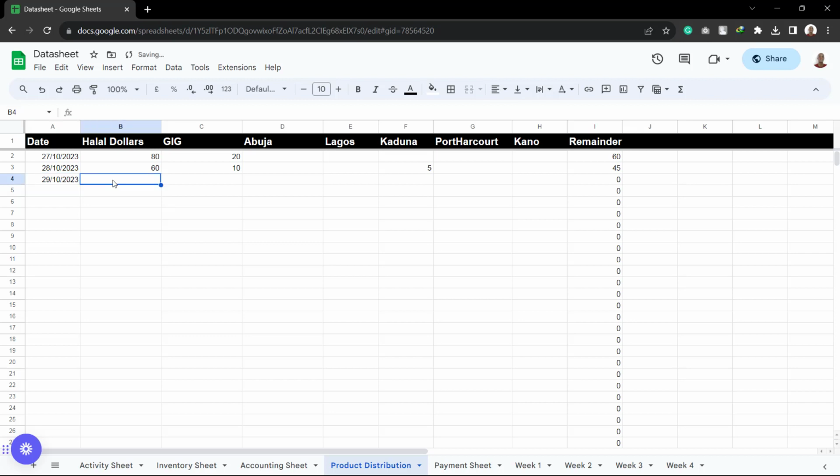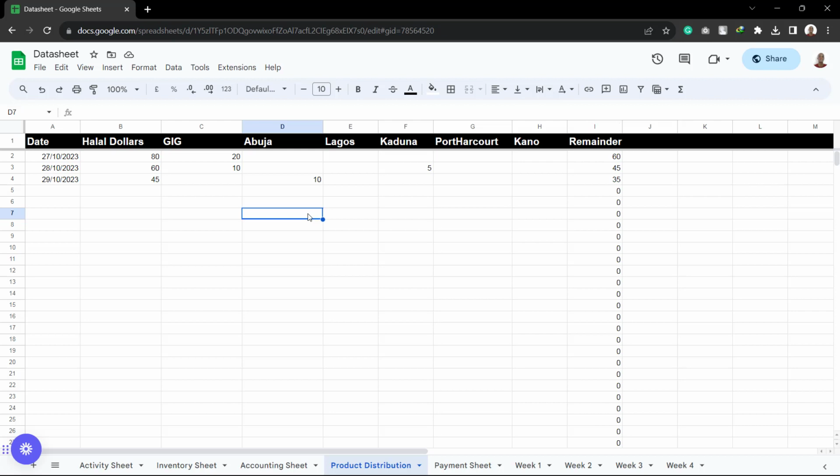How many products do we have with Allowed Dollars? From the previous day we have 45, so today we have 45. Do you understand? Because the amount left yesterday is the amount we have today. Maybe we didn't even use GIG today, and maybe we only sent 10 products to Abuja. So it goes on. For the remainder, you don't need to touch it. All you need to do is input the date, and input the amount of product left with Allowed Dollars based on the previous day. And you input whatever is sent to different locations for that day.